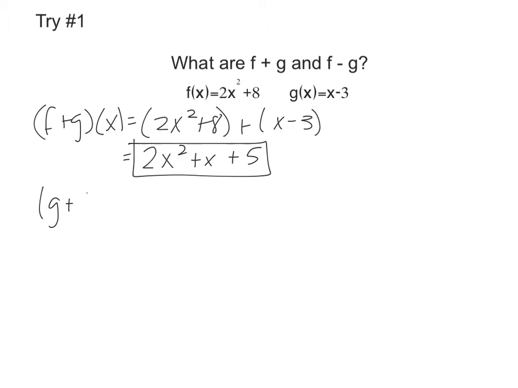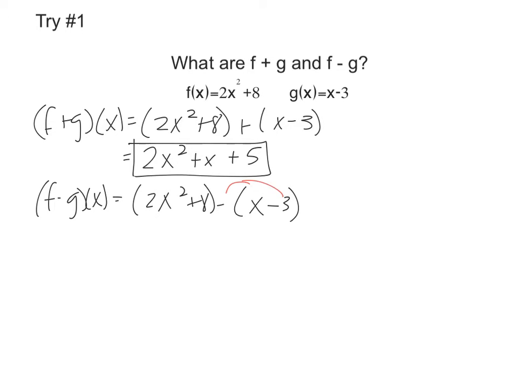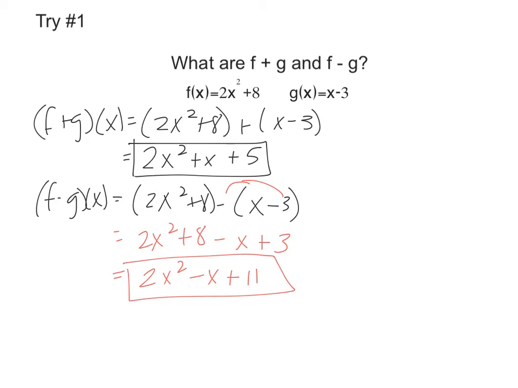Okay, g plus f of x. Nope, that's not what it says. Sorry. It says f minus g of x. f minus g of x is going to equal, in parentheses, 2x squared plus 8 minus x minus 3. And again, with subtraction, you put in parentheses so that you can distribute to both. So that'd be 2x squared plus 8 minus x plus 3, which would give you 2x squared minus x plus 11 as a final answer.